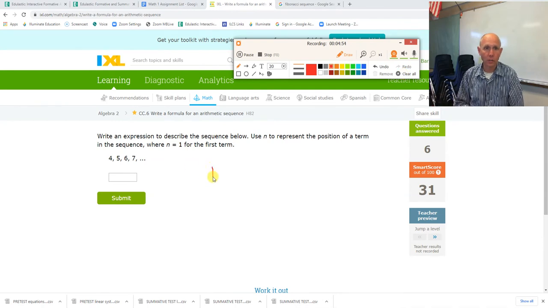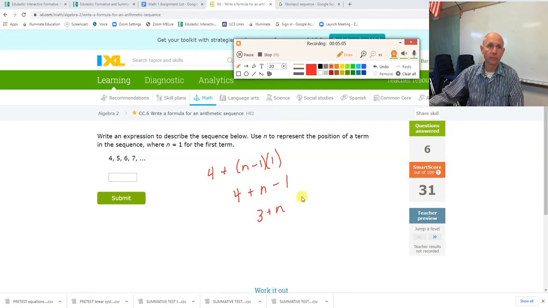Value of the first term, n minus 1 times the difference. Difference in this case is 1. 4 plus n minus 1, so 3 plus n. If I plug in a 1, out comes a 4. If I plug in a 2, out comes a 5. It seems to be working.